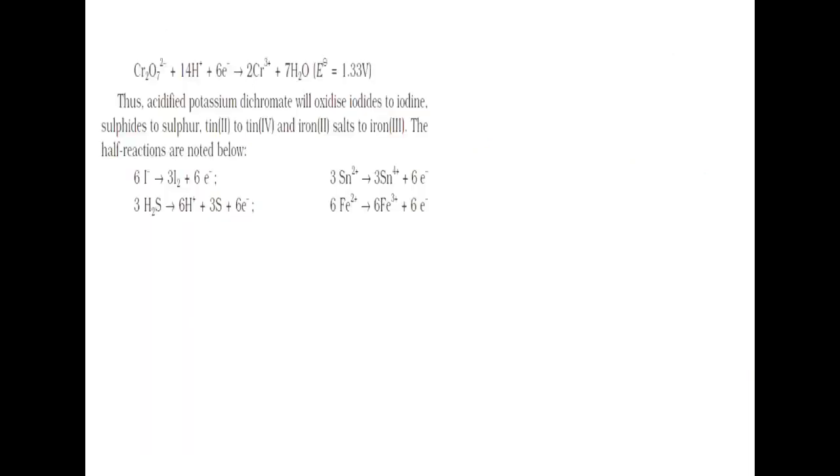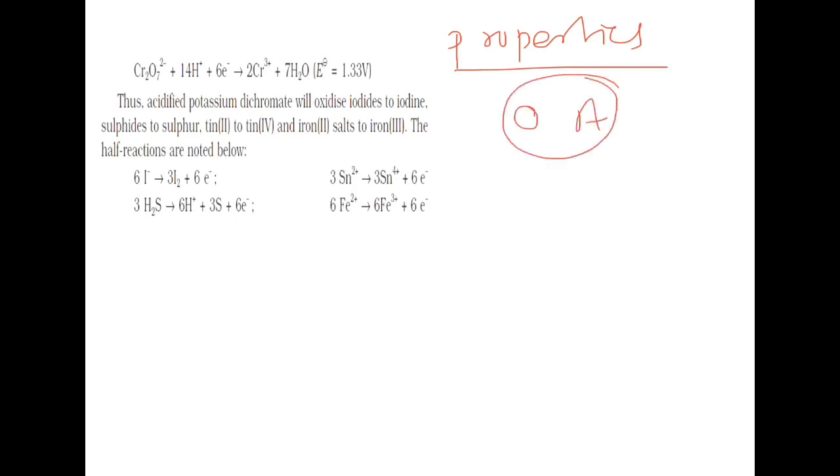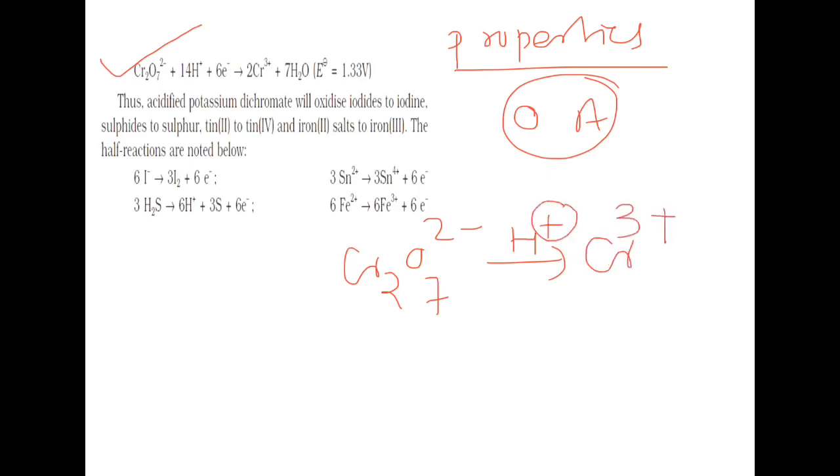Then properties of potassium dichromate. Potassium dichromate acts as a strong oxidizing agent. The dichromate in acidic medium gains 6 electrons to convert to chromium 3 plus. The color of dichromate is usually orange. This converts to the green color of chromium 3 plus.